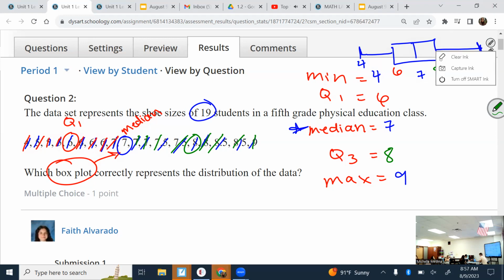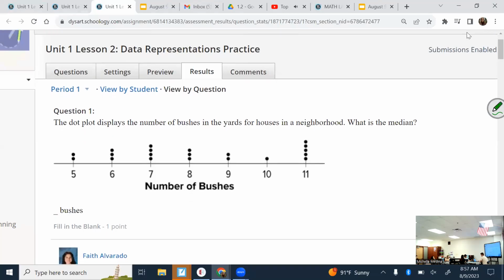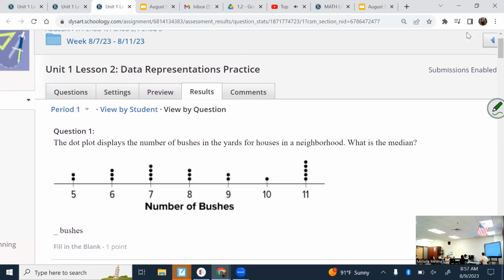Okay. The other more missed one, let me pause this so I don't record anyone's. The dot plot displays the number of bushes in the yards for houses in a neighborhood. What is the median? Okay, median means middle, so my middle number.